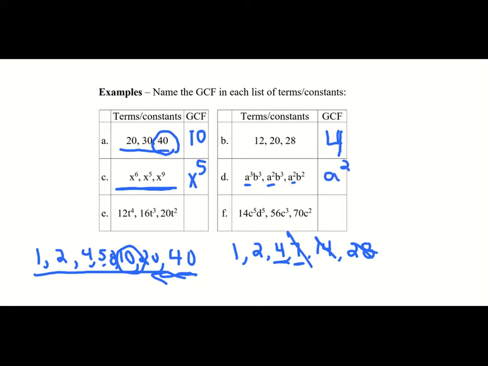And then I'm going to look at my b's. I have b cubed, and then b squared. So again, I'm going to choose the lowest, so b squared. So my greatest common factor for D will be a squared, b squared.